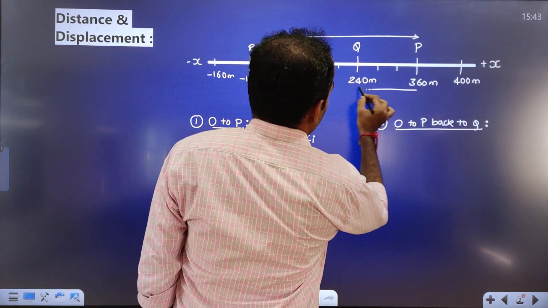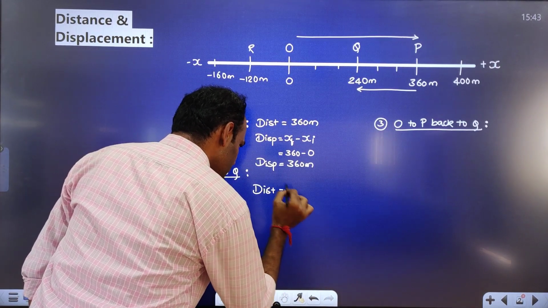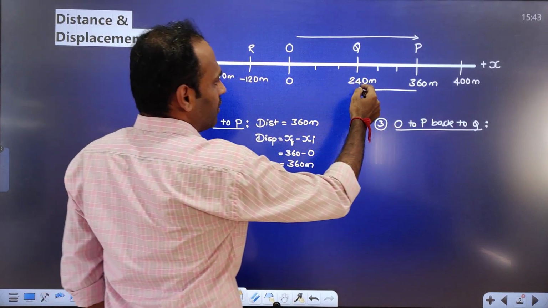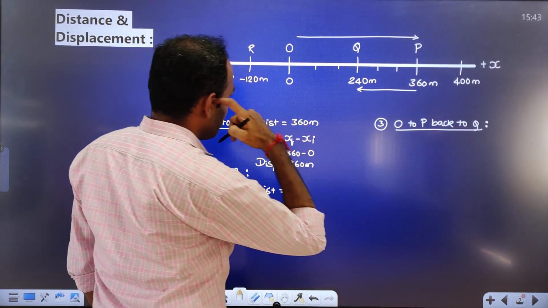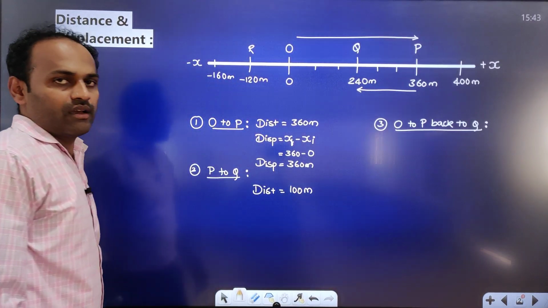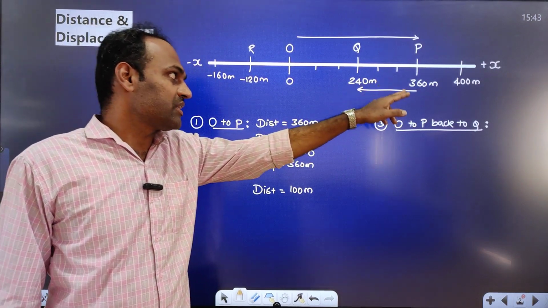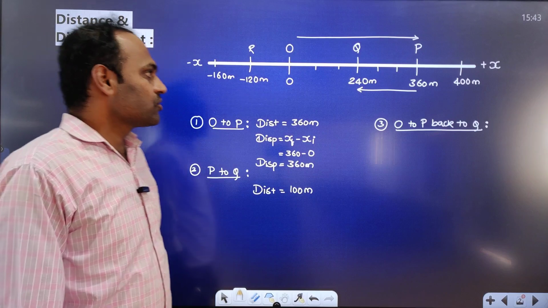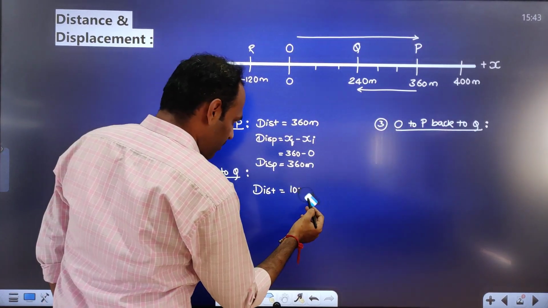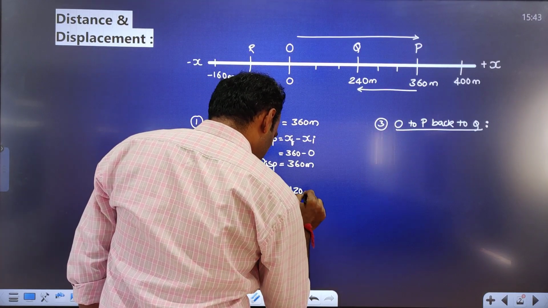We are coming from P to Q now. So P to Q, how much will be the distance? We are moving from 360 meters to 240, so it will be 360 minus 240. So 60 plus 60, it will be 120 meters.